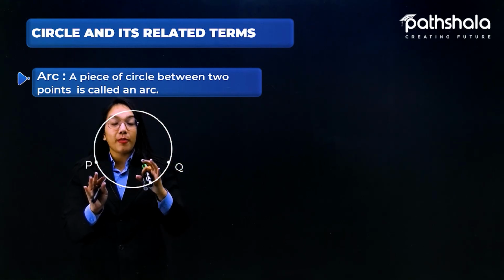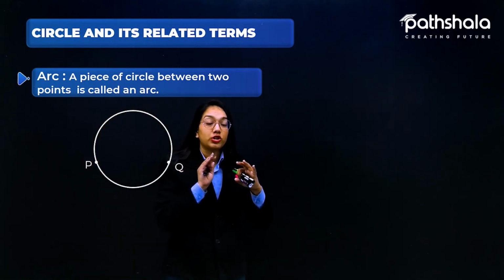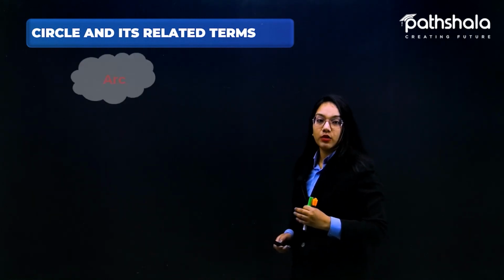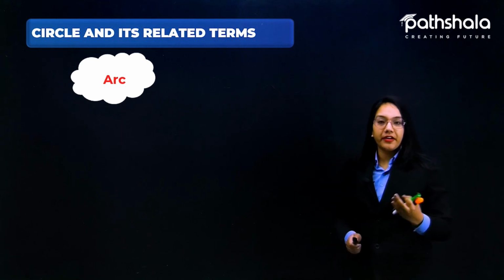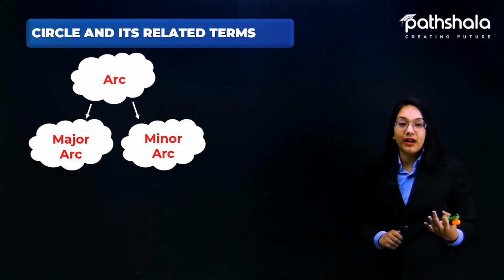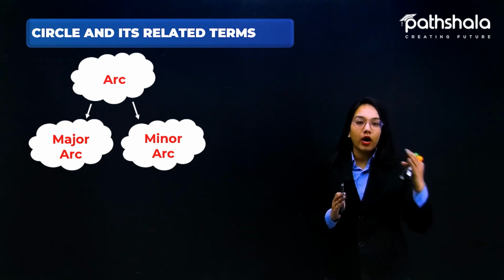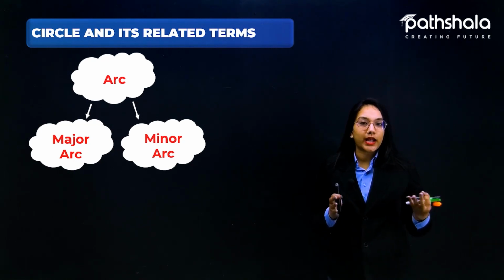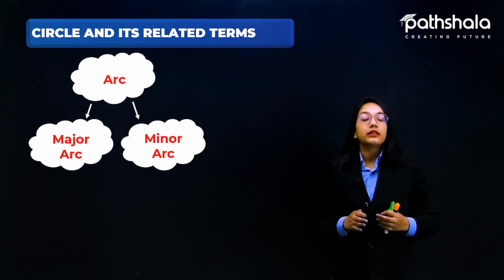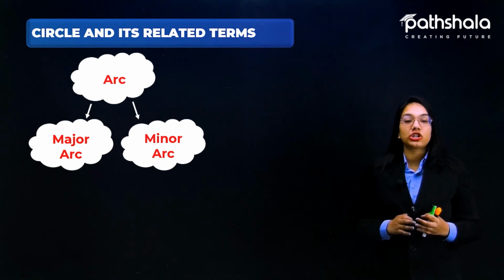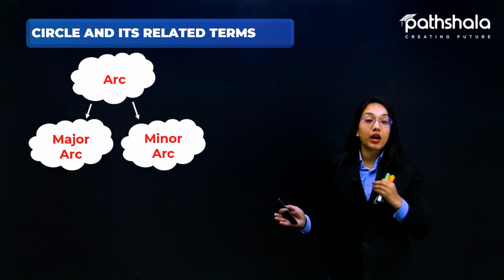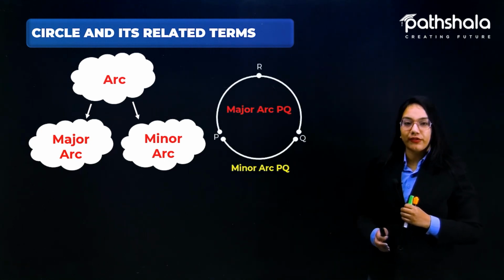So from here we move on to the two types of arcs that can be formed on a circle. The arc is divided into two parts, called the major arc and the minor arc. The one which has the longer length is called the major arc, and the one which has the shorter length is called the minor arc. For instance, if I take the previous figure again and divide it along PQ, the figure would be of this form.